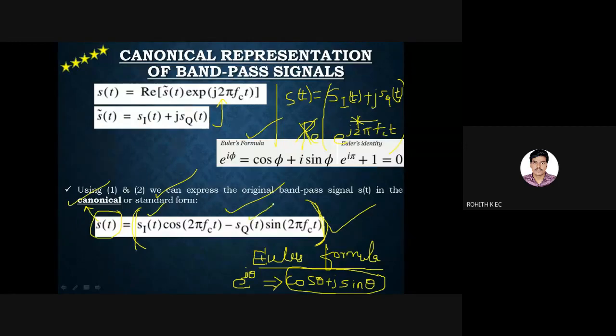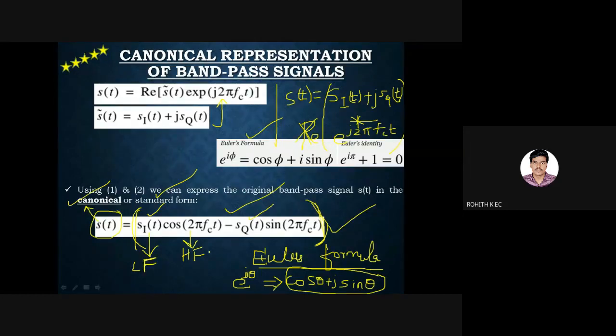Now, all of you please pay attention and listen carefully. This point that I'm going to say is very, very important in the implementation of the canonical representation. If you look at this equation, sI of t is your actual low frequency signal, and here it is multiplied by your cos function having frequency fc. Therefore, this is a high frequency signal, right? So here sI of t corresponds to your message signal, which is a low frequency signal.